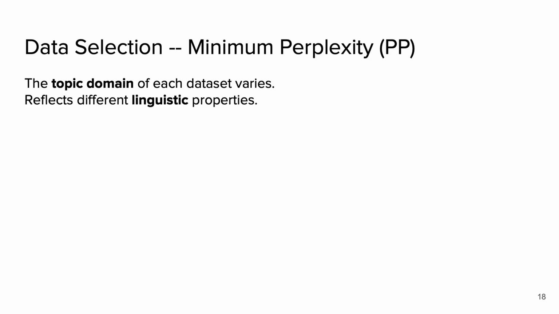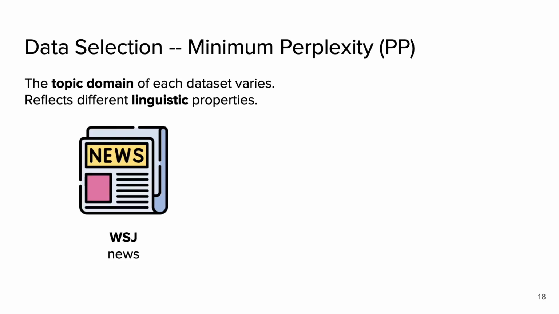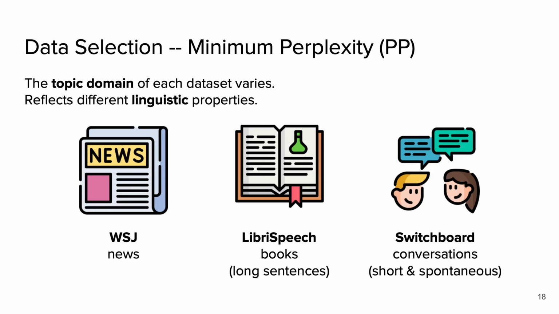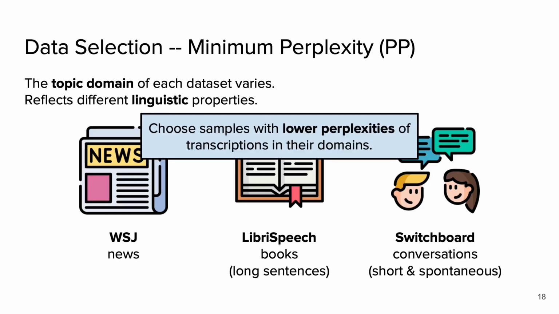We also proposed two data selection methods. We found that the topic domain of each dataset varies. This might reflect different linguistic properties. For example, Wall Street Journal is composed of news, but the Liberty Speech dataset has much longer sentences from books. Also, Switchboard has short and spontaneous sentences from conversations. So we propose to choose samples with lower perplexities of transcriptions in their domains.